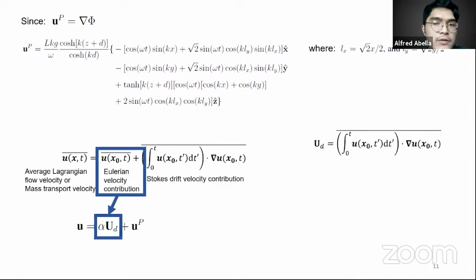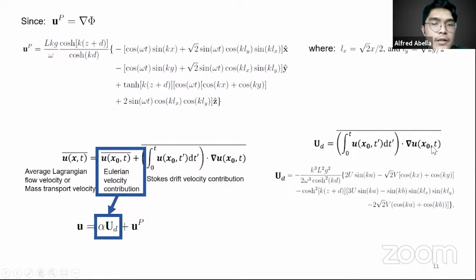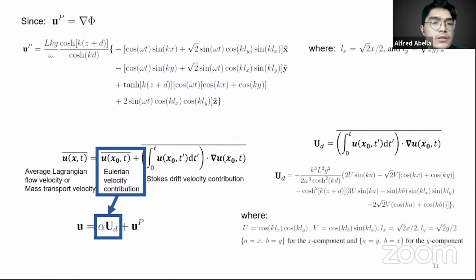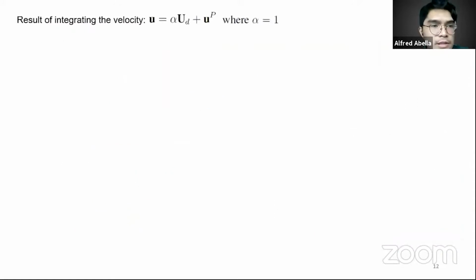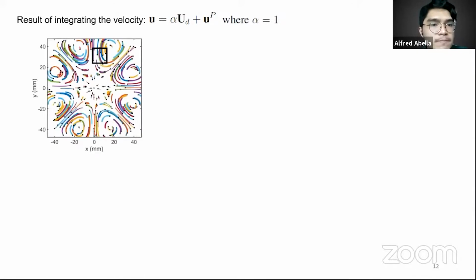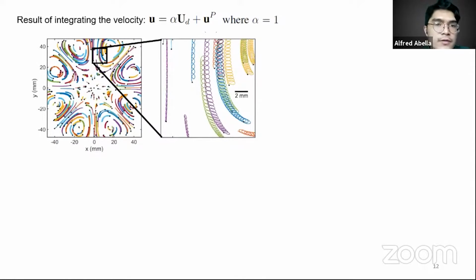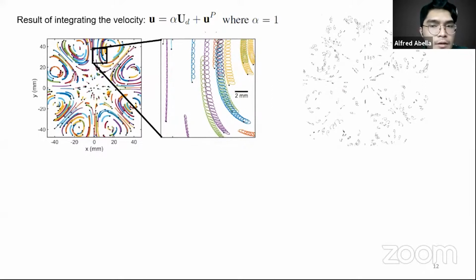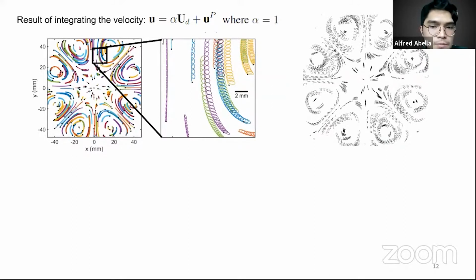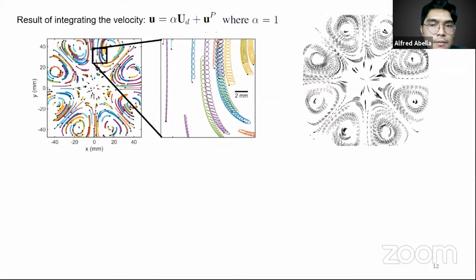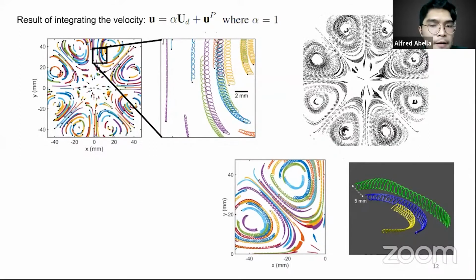Now we can solve for U_D using U_P. So we plug in this quantity here in U_D, and we obtain the following equations. Now, this is the result of integrating the velocity u equals alpha U_D plus U_P, where alpha equals 1. As you can see, we have obtained the gyrations and the octupole vortex pattern. This is a visualization of the model. And this is a zoom in on the upper left corner. And this is a 3D render of the particle trajectories.